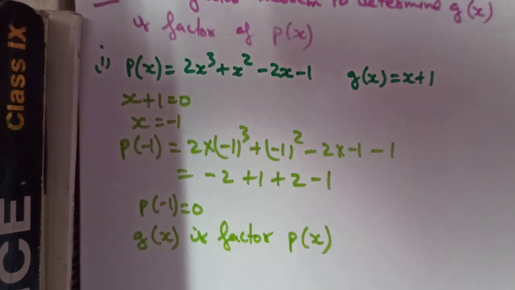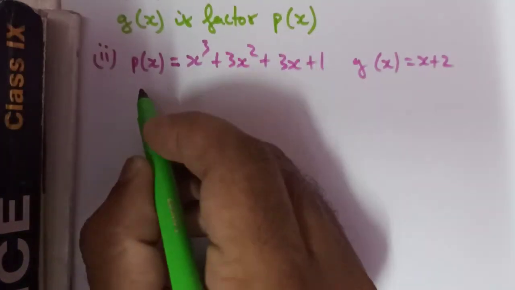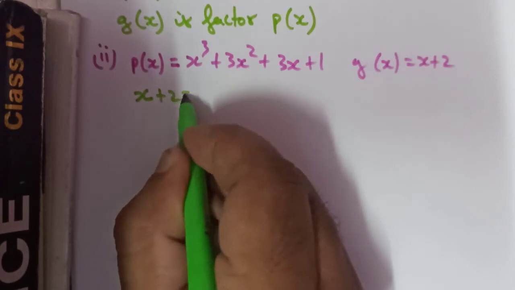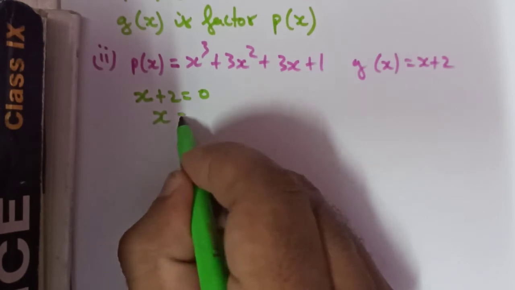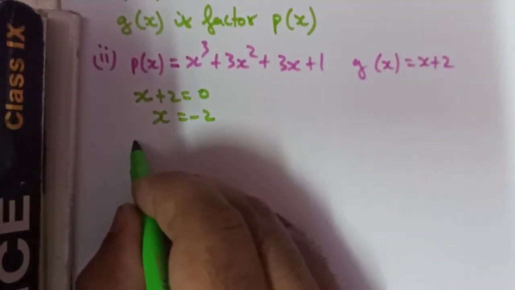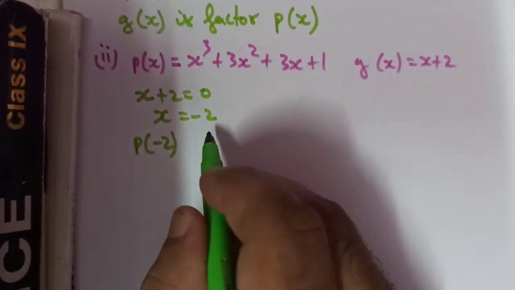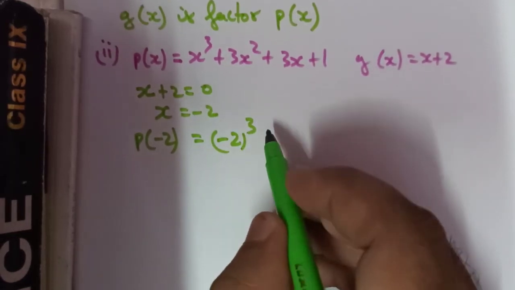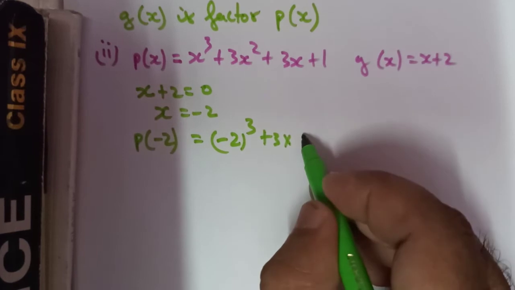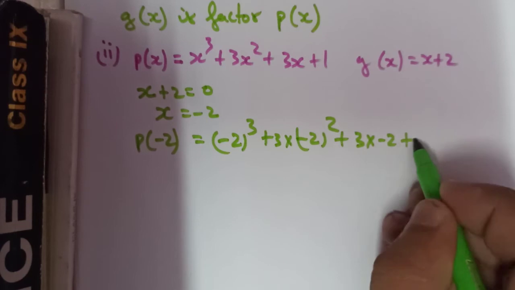Okay, understood? Second part, p(x) is given as x cube plus 3x square plus 3x plus 1, and g(x) is given as x plus 2. Now again we have to find the zero of the divisor polynomial g(x), that is x plus 2 equals 0, x equals minus 2. Now we will find p(-2), that is polynomial p(x) at x equals minus 2. So it will be (-2) cube, replacing the value of x as minus 2, plus 3 times (-2) square plus 3 times (-2) plus 1.